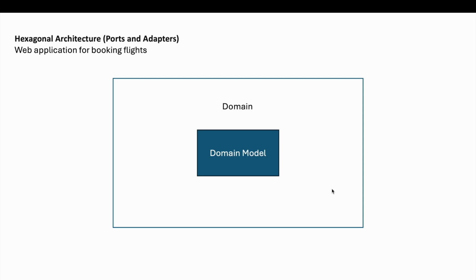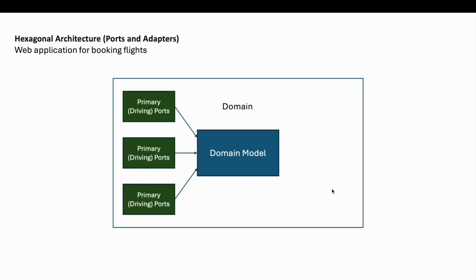Imagine a web application for booking flights, which has the domain model, which contains classes and methods that model flights, reservations, and customer interactions. We have a primary port, which is a REST API through which users interact with the application to search for flights and book them.